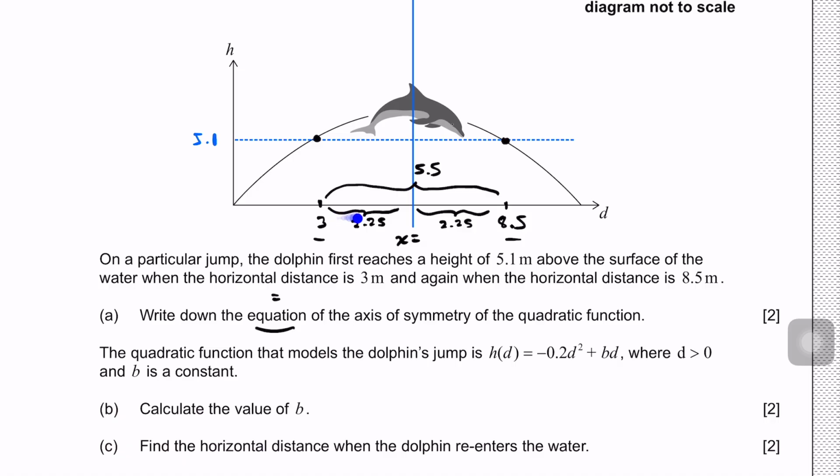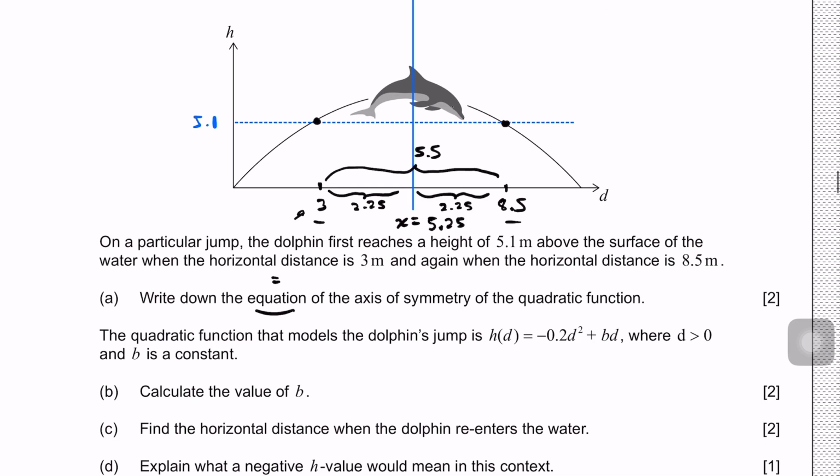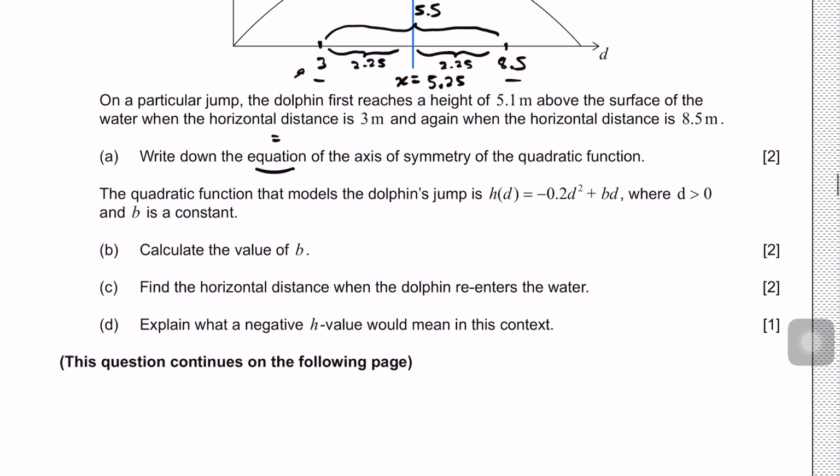So we can walk 2.25 to the left or 2.25 to the right to find this axis of symmetry. I think it's easier to start from this 3 value right here. So 5.25 would be the axis of symmetry. Okay, hope that's okay. All right, let's keep going on.